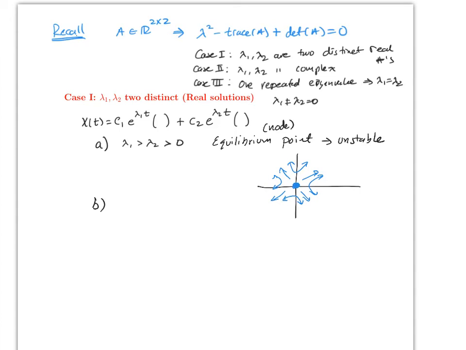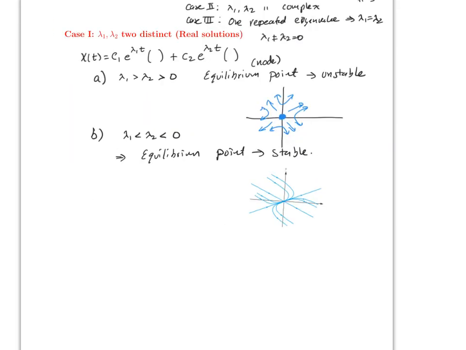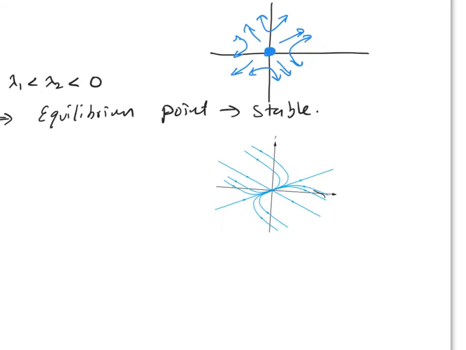Part B, if lambda 1 is less than lambda 2 is less than 0, which means both of them are negative, then in this case the equilibrium point will be stable. And a stable equilibrium point will look like this. Notice how all the trajectories are converging to the equilibrium point, which is right here. Okay, so this is what it means to be stable.